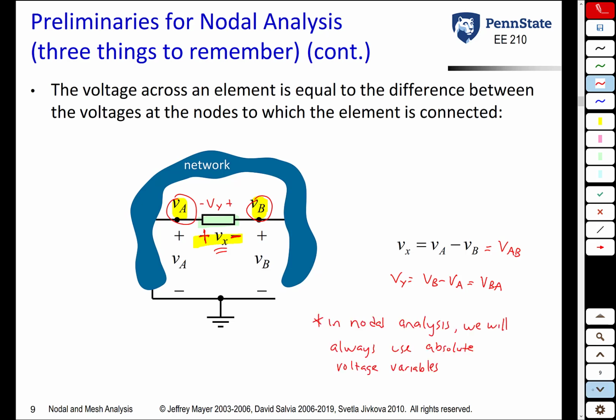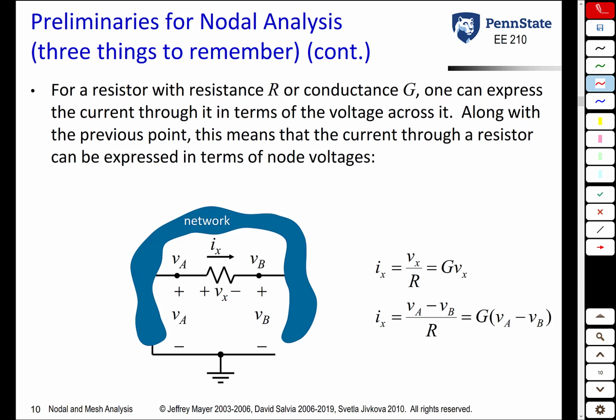Third preliminary thing is dealing with resistors. So if you have a resistor, let's call this R. The current through the resistor, I sub x, is related to the voltage across it using Ohm's law. So I sub x is V sub x over R, Ohm's law. And notice once again the orientation. If I sub x is defined as going left to right, V sub x has the plus on the left and the minus on the right.